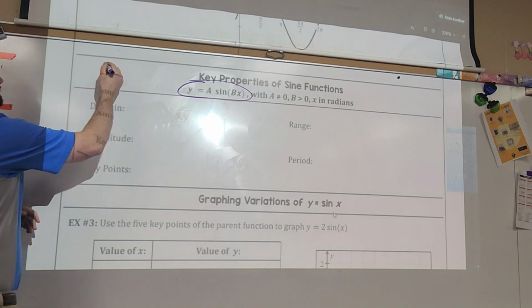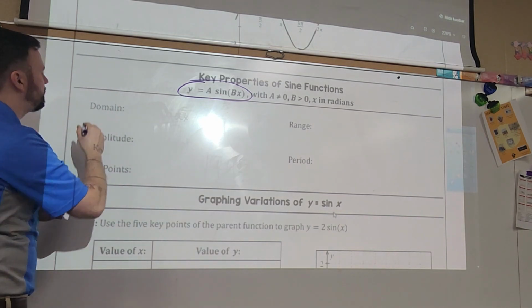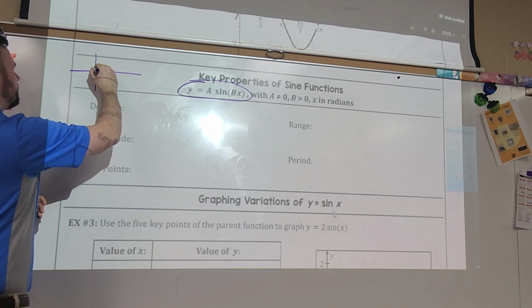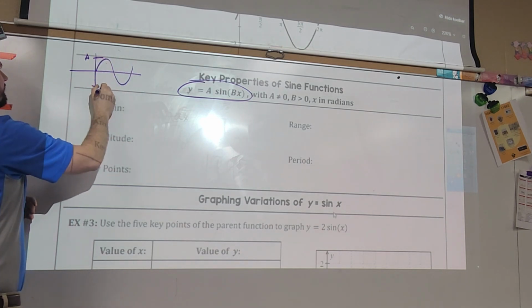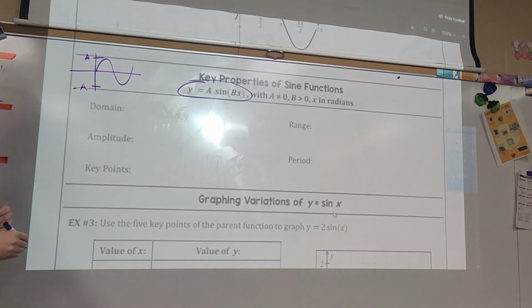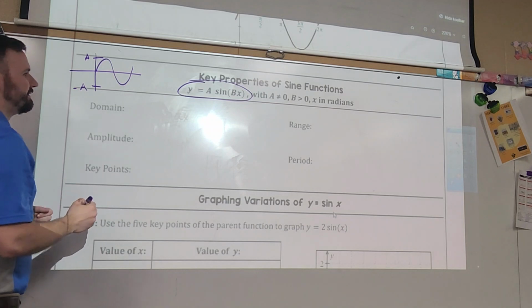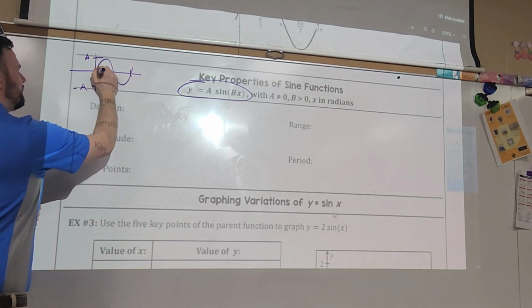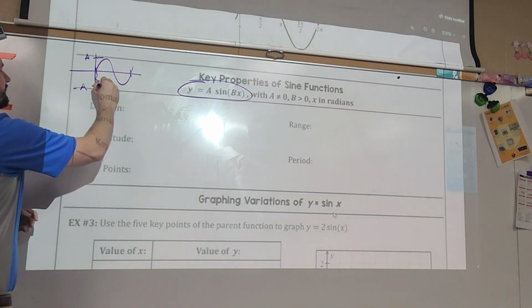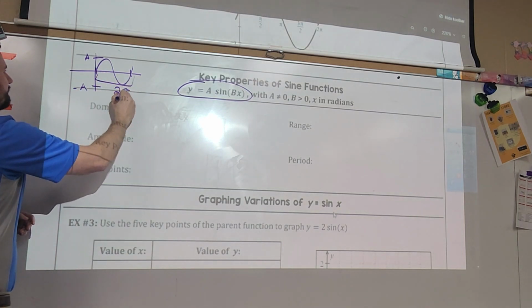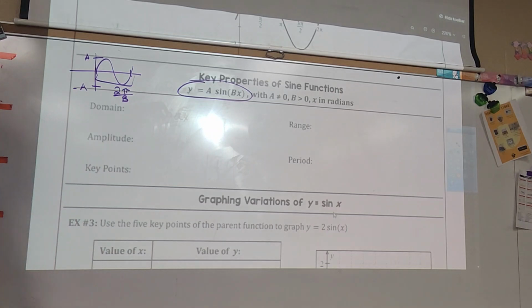So let's think about this. I'm going to draw a picture to help us out. So this is a sine curve. I'm going to go up A, down negative A. Because it's 1, I'm going to multiply it by whatever A is. And then this period, that's usually 2 pi, correct? But now what this is going to be is 2 pi divided by B. We're going to do a bunch of these. It's going to make more sense.